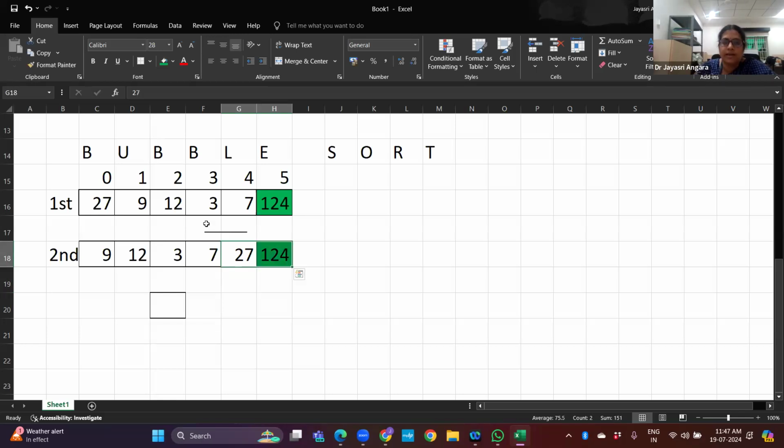So both 27 and 124 are in sorted order now. They occupied their correct positions. Now, when we go for the third iteration, it is sufficient for us to apply bubble sort from the starting location 0 to the location index 3. So up to this point we can do. So let us see how our third iteration goes.